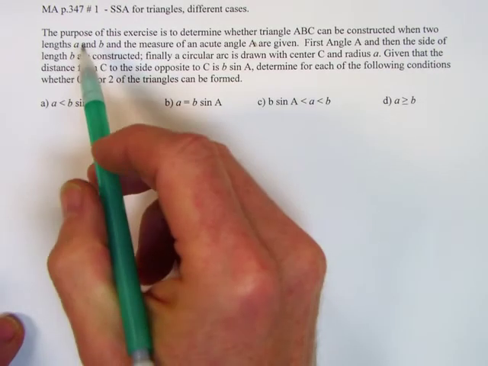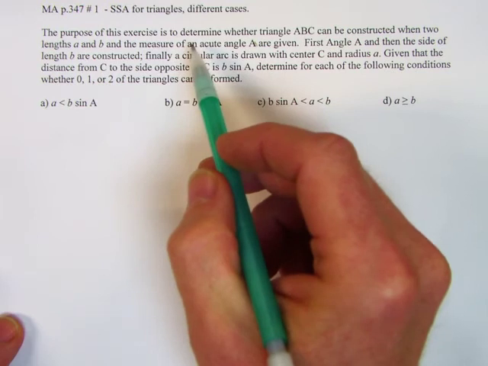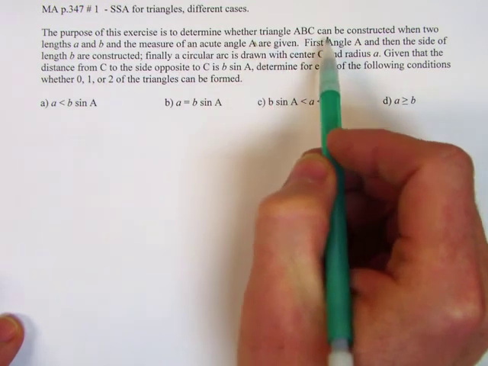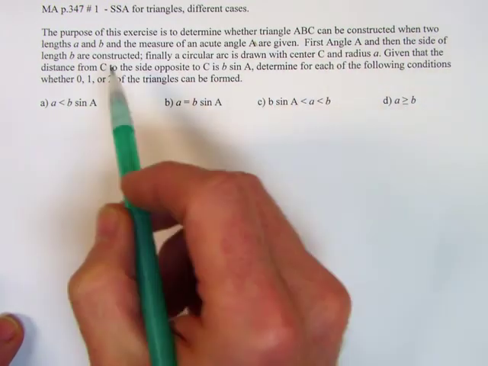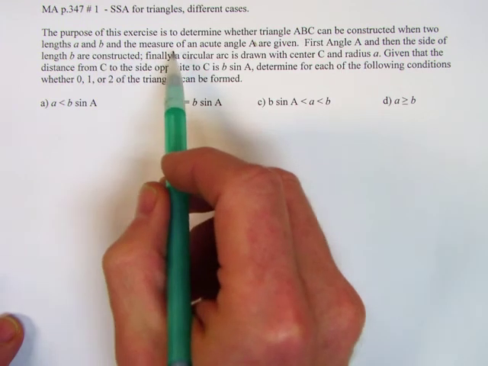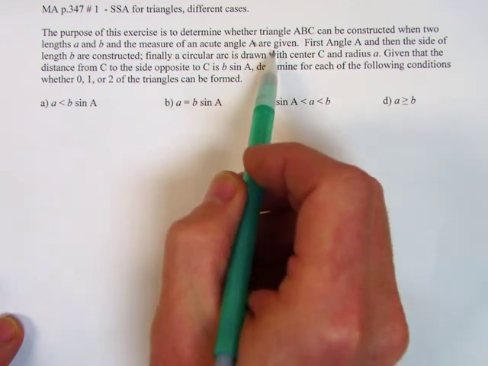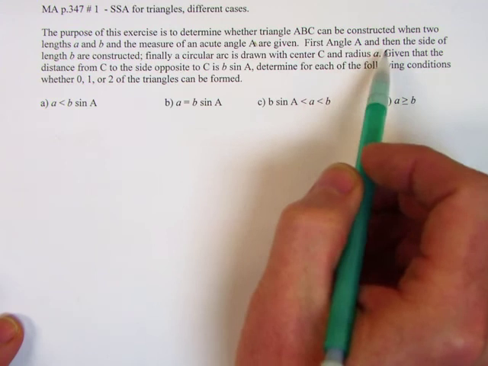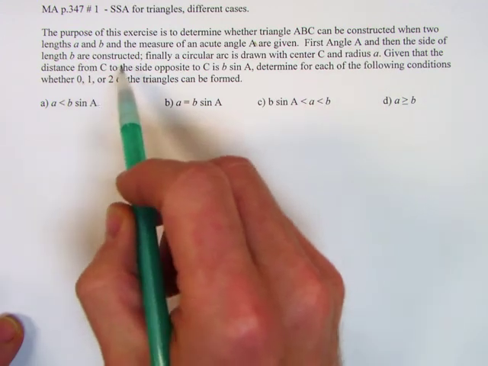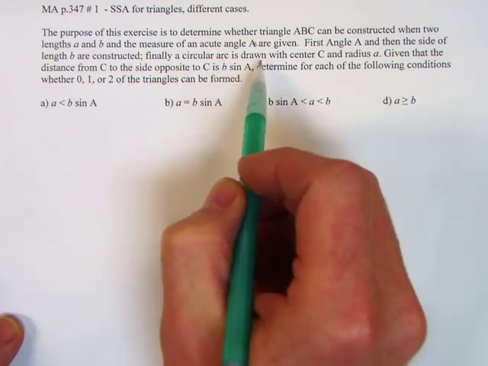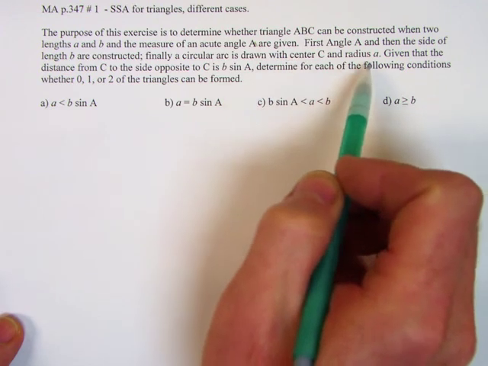Here's a problem from your book. The purpose of this exercise is to determine whether triangle ABC can be constructed when two lengths a and b and the measure of an acute angle A are given. First, angle A and then the side of length b are constructed. Finally, a circular arc is drawn with center C and radius a.